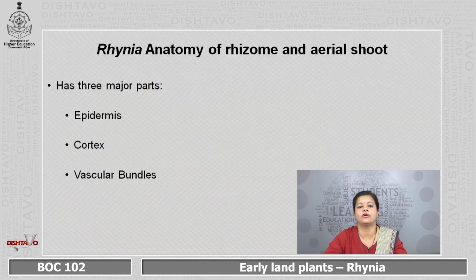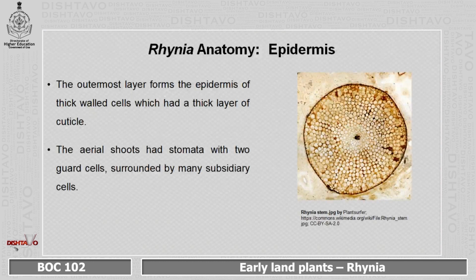Coming to the anatomy of Rhynia, the anatomy of the rhizome and the aerial shoot. Anatomical studies showed that Rhynia had three major parts: the epidermis, the cortex, and the vascular bundles. Let's see them one by one. Firstly, the epidermis, as we all know, is the outermost layer. In this case, the epidermis is thick-walled and shows a thick layer of cuticle. The aerial shoots had stomata with two guard cells surrounded by many subsidiary cells.